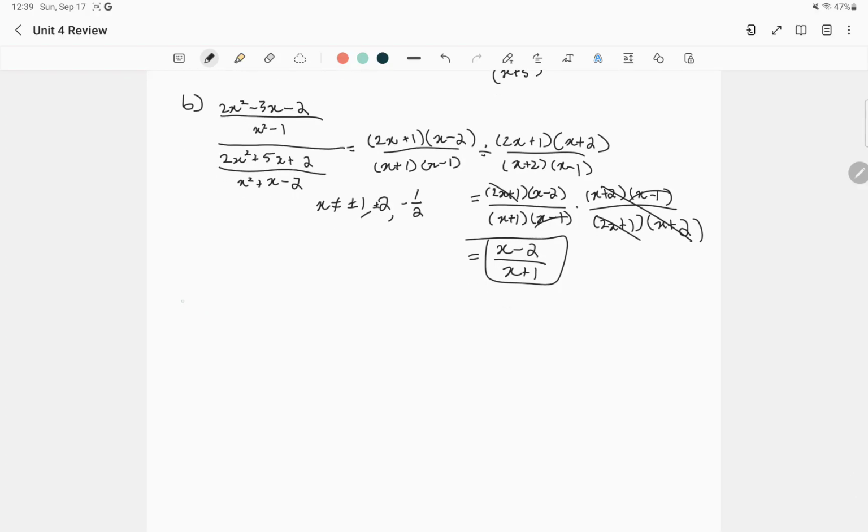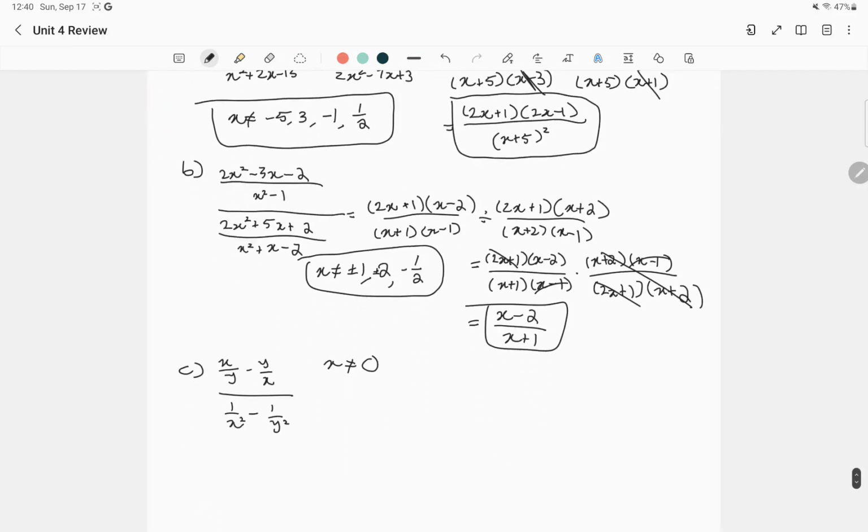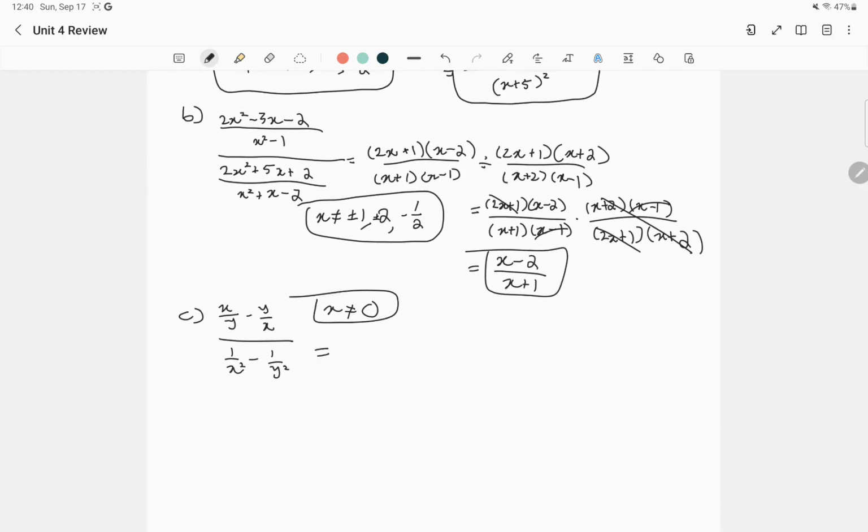Alright, moving on. Part C, x minus y minus y minus x over 1 over x squared minus 1 over y squared. Okay, first thing right off the bat, x can't equal 0. I should probably circle these from now on too, because this is important. X cannot be 0. And then let's start cross multiplying. So we have x squared minus y squared over xy over y squared minus x squared over x squared y squared.